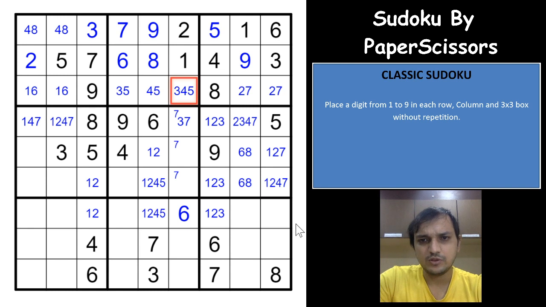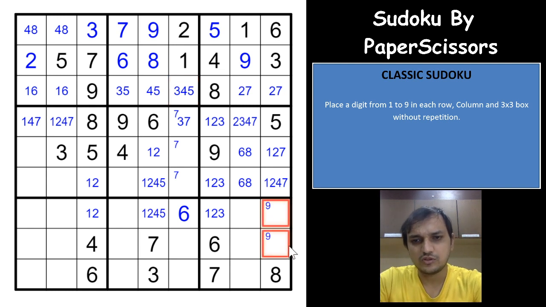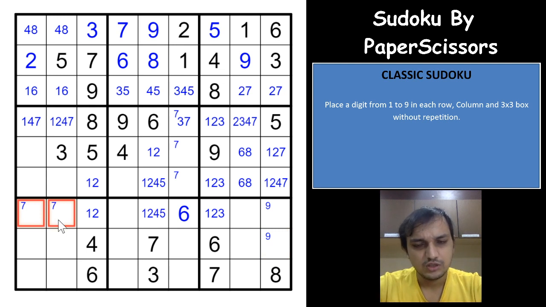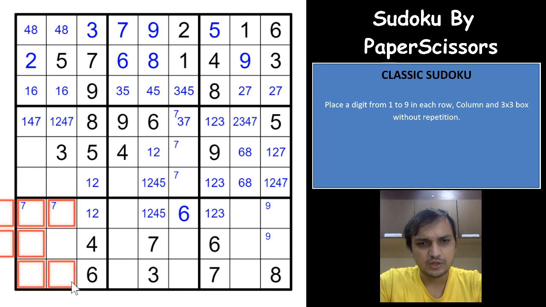Okay, 9 would have to be in one of these two cells. A corner pencil mark of 9 here. 7 would have to be in one of these two cells. No, there is nothing here. There has to be something different here. Let us see, because I don't think any more pencil marks would be required in this box.